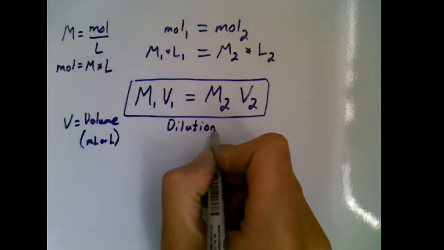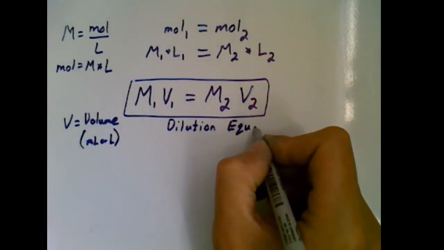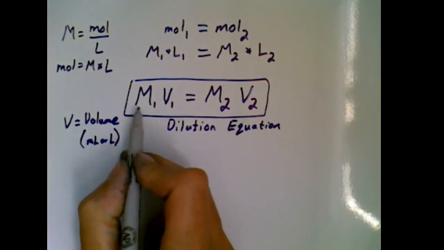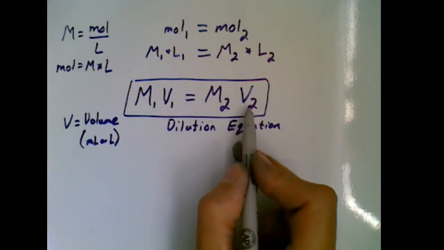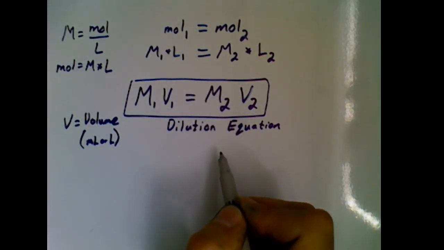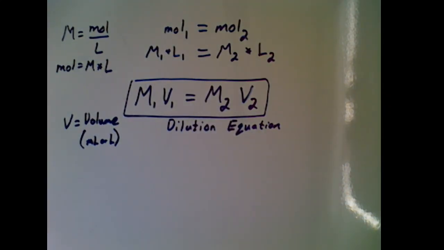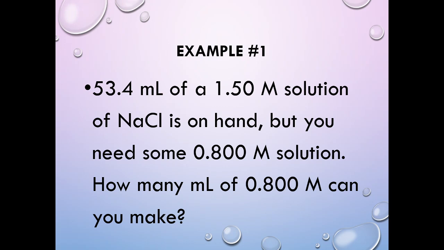It is meant only to be used when diluting, when we take a high concentration, add more water, and make a lower concentration. So now that we've seen this equation, let's take a look at how we would use it to do a calculation. Let's say we had 53.4 milliliters of a 1.50 molarity solution of sodium chloride, but we need a 0.8 molarity solution, so we want to know how much can we actually make.